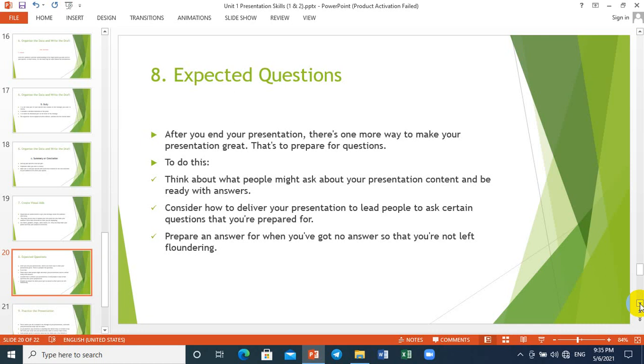And you also prepare an answer for when you have no answer, so that you are not left wondering. So you also think about what you can answer when you don't know the answer to the question that the audience asks you. For example, you cannot tell the answer, but you can tell the sources where the audience can find the answer. Therefore, you don't feel upset.